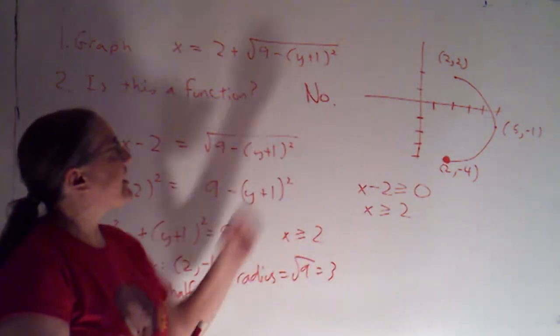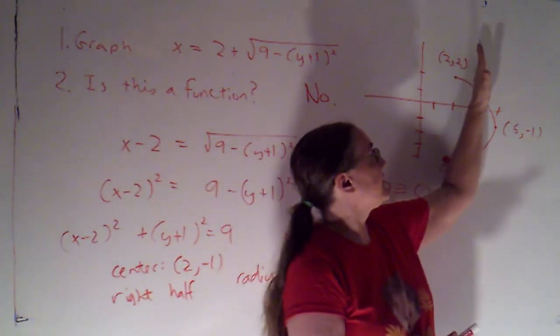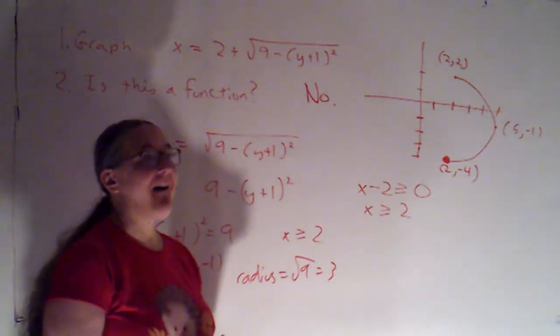Okay. Looking at the graph now, I can see that that does fail the vertical line test. So as we discussed previously, that is not a function.